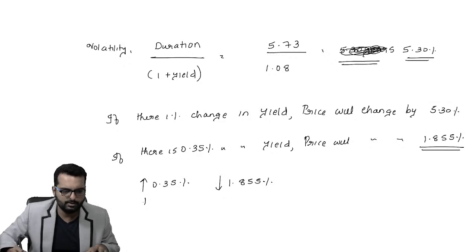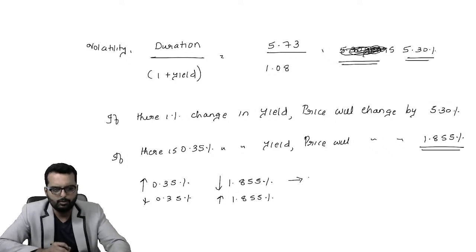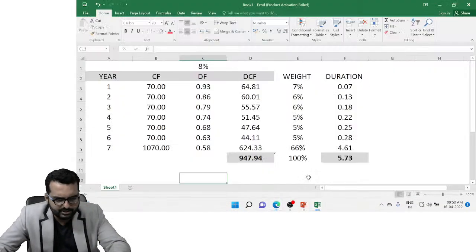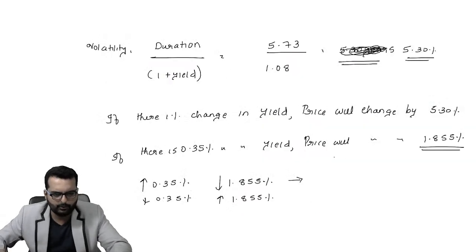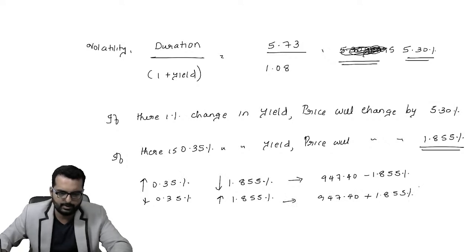And if the yield falls by 0.35%, the price would go up by 1.855 percentage. Are you getting my point? So what is the current price that we have in the Excel sheet? 947.4, right? And here it will be 947.4 plus 1.855 percentage.